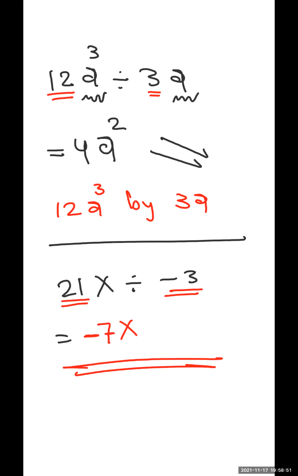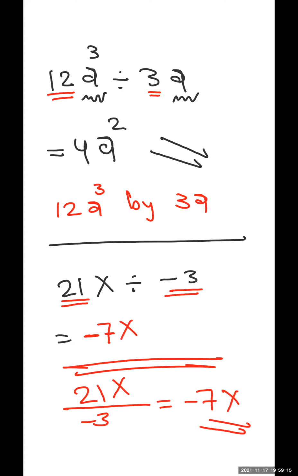Are we clear till now? Yes, it's the same. If the question is like that, 21x over negative 3, it will be the same. 21 divided by negative 3 is negative 7, then x. That's it. Okay?